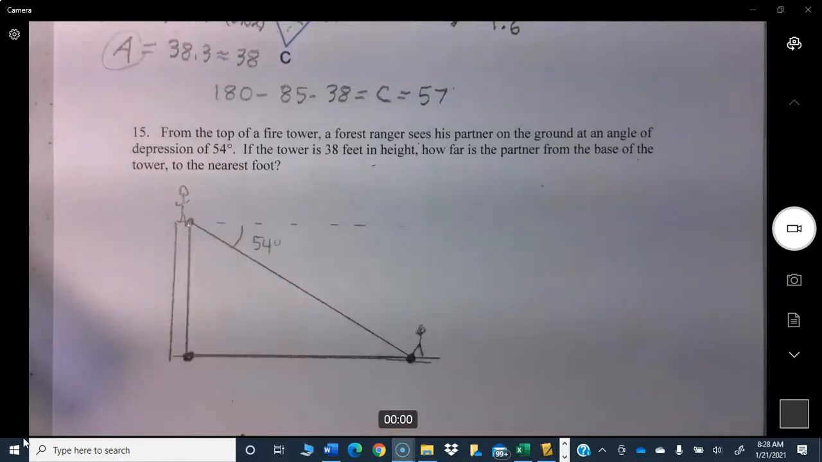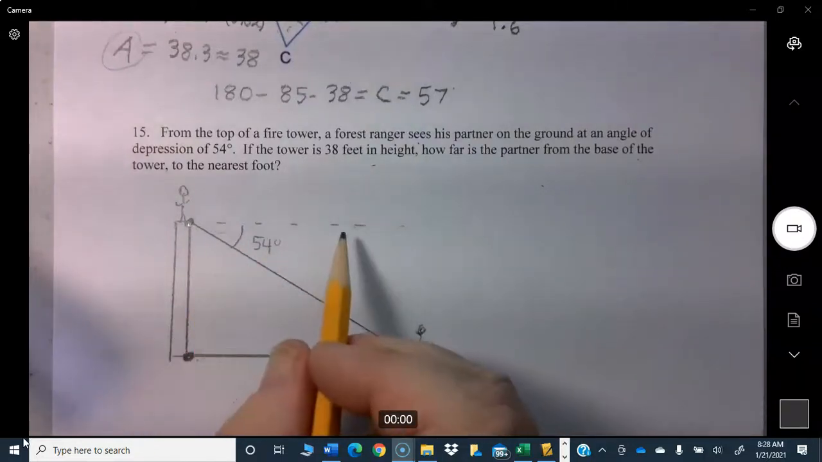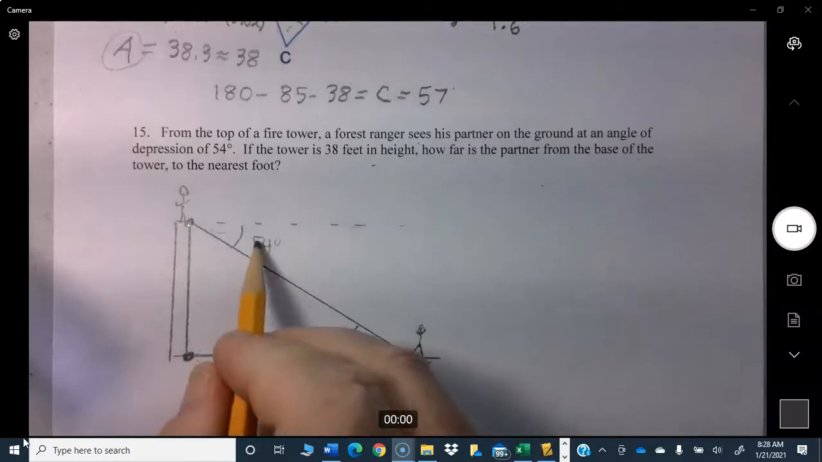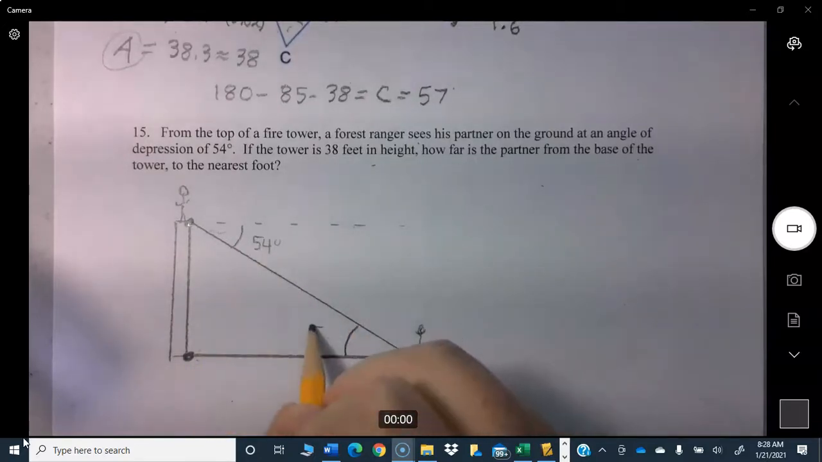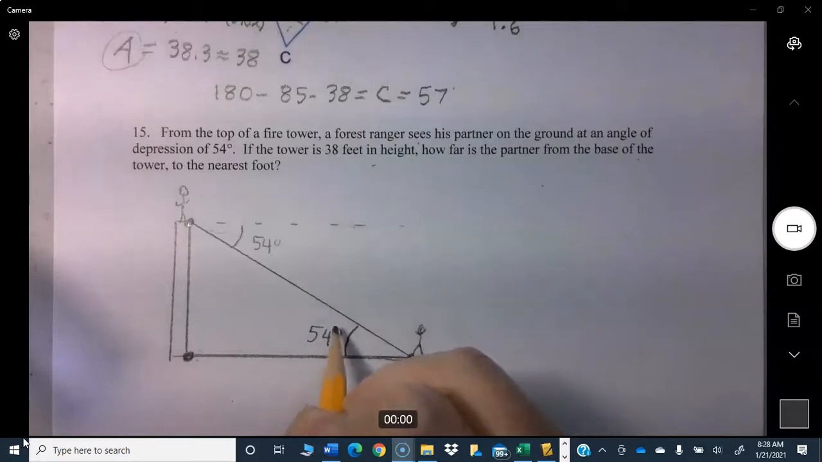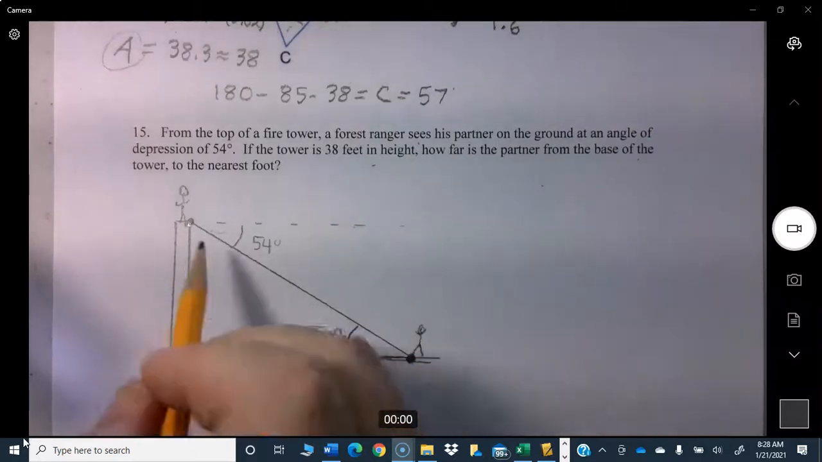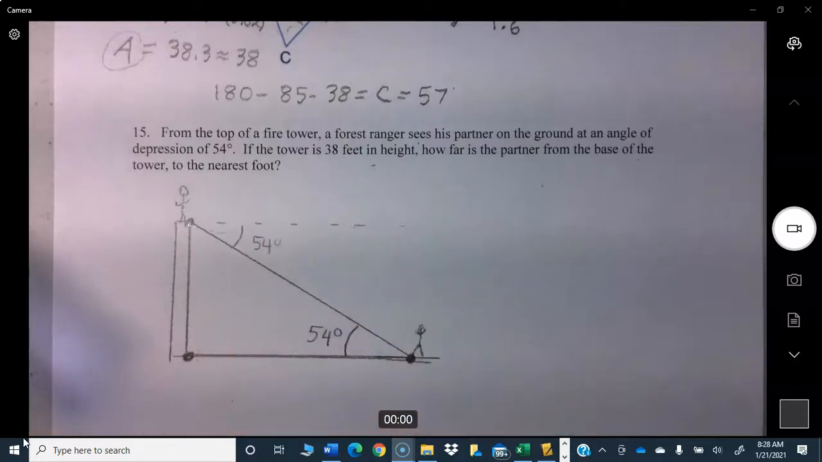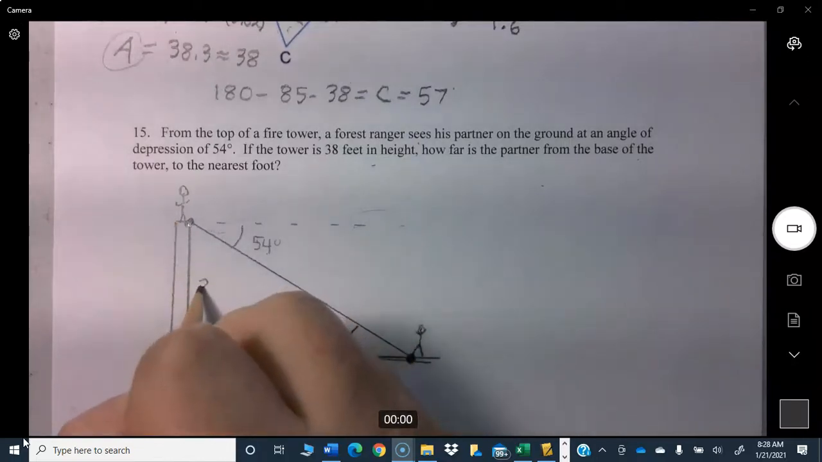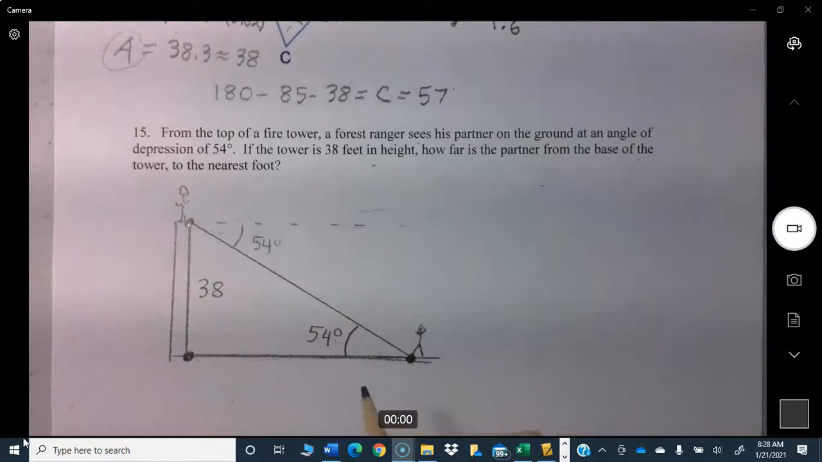This is our triangle. One principle is that if this line is parallel to this line, and it is because I drew it that way, then this angle, these are opposite interior angles, is also going to be 54 degrees. Now we're just dealing inside of our triangle here. We're not dealing with this up here. So that's 54. Okay, so what else do we know? We know the height of the tower is 38. That's all the numbers we know.